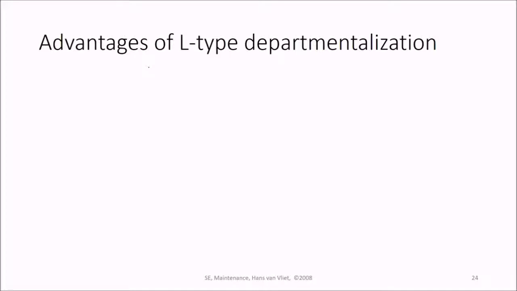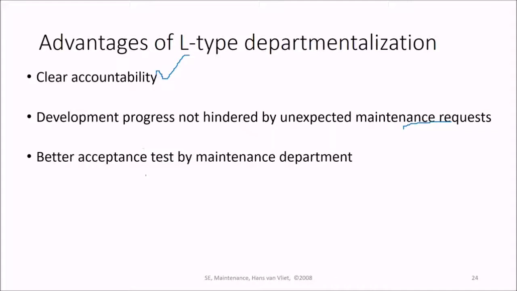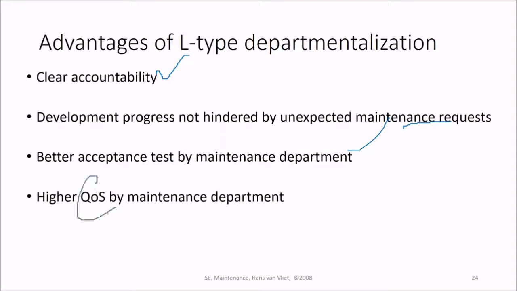What are the advantages of this L-type categorization or departmentalization? Clear accountability is there. Development progress is not hindered by unexpected maintenance requests. There is better acceptance testing by the maintenance department, and higher quality of service by the maintenance department. Higher productivity also.